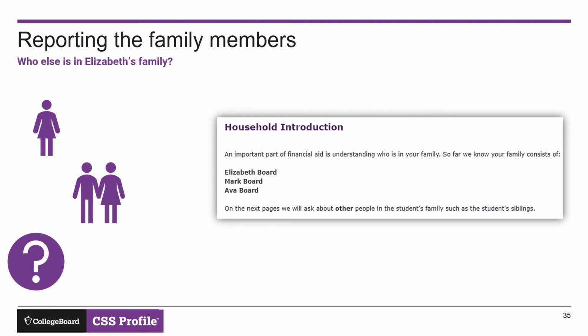It's important for Elizabeth and her parents to report everyone in their household. This helps the aid officer more fully understand her family. CSS Profile helps by telling them who they have reported so far. We see that the family contains Elizabeth, Mark, and Ava. Next, they can report any other family members.